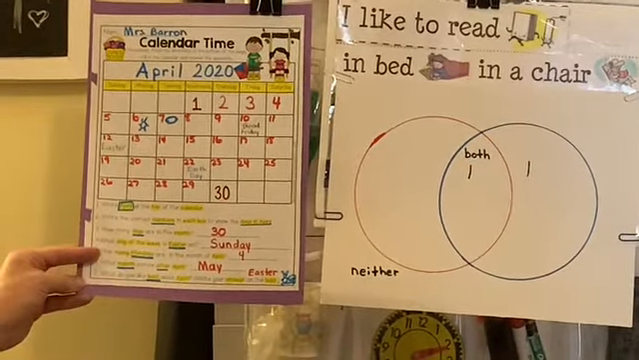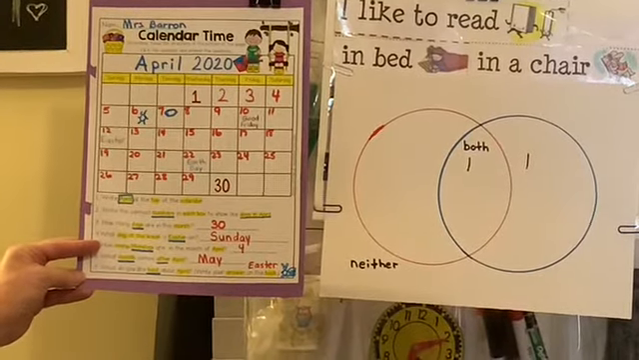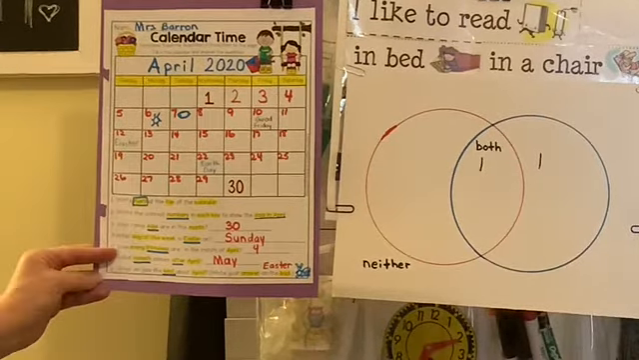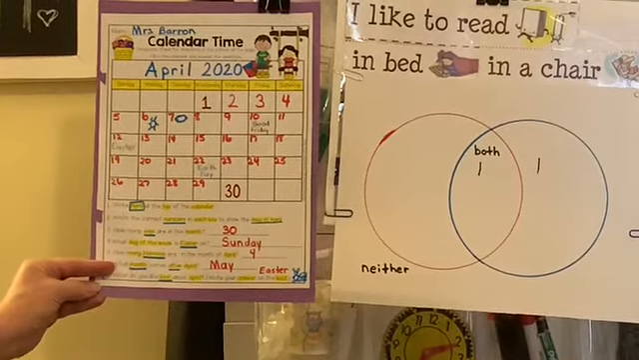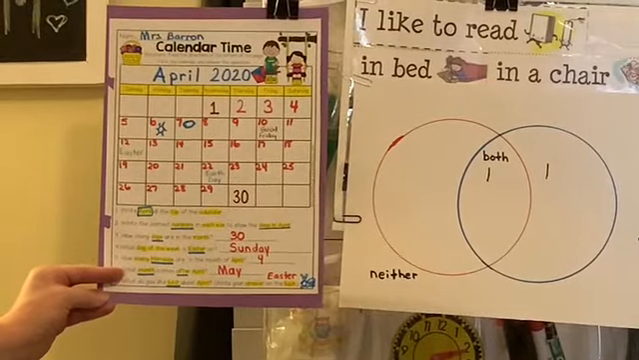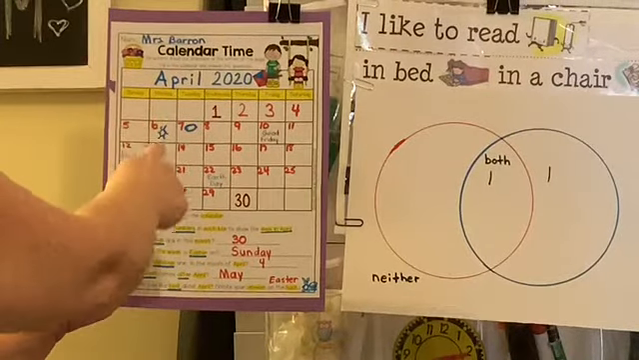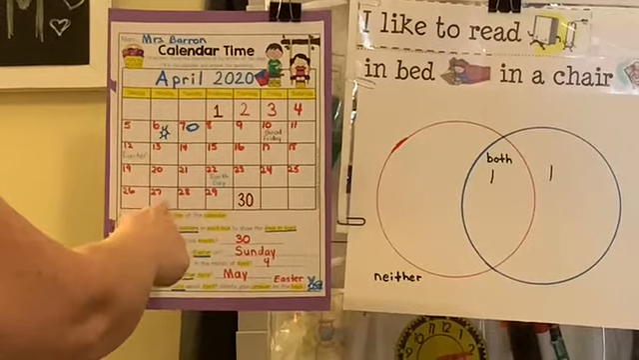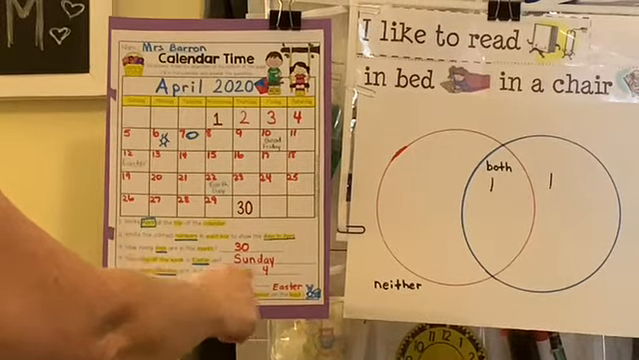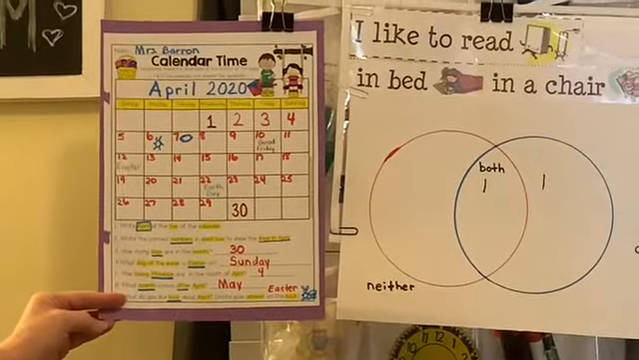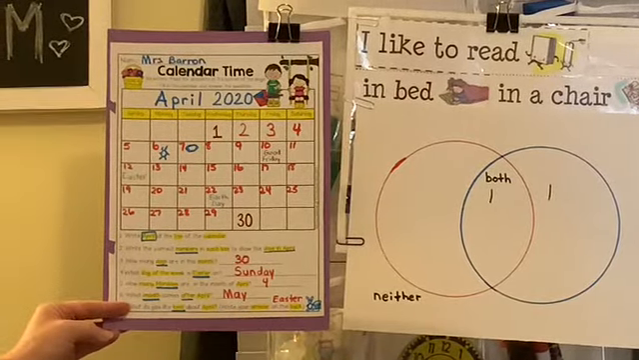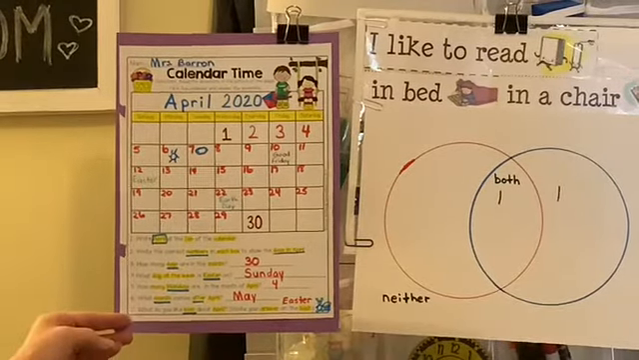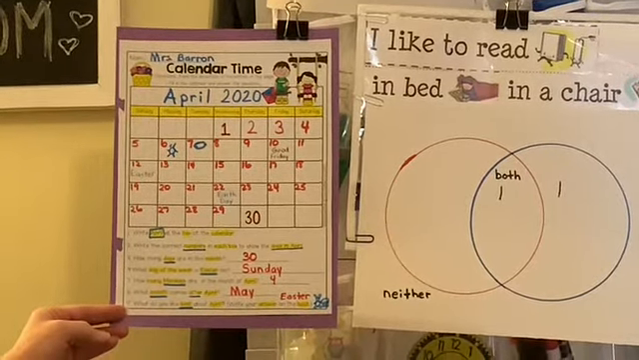Number 4, what day of the week is Easter on? And Easter was on Sunday the 12th. Number 5, how many Mondays are in the month of April? Let's go down the Monday column and count. 1, 2, 3, 4. There are 4 Mondays in April. Number 6 says, what month comes after April? And it is May.